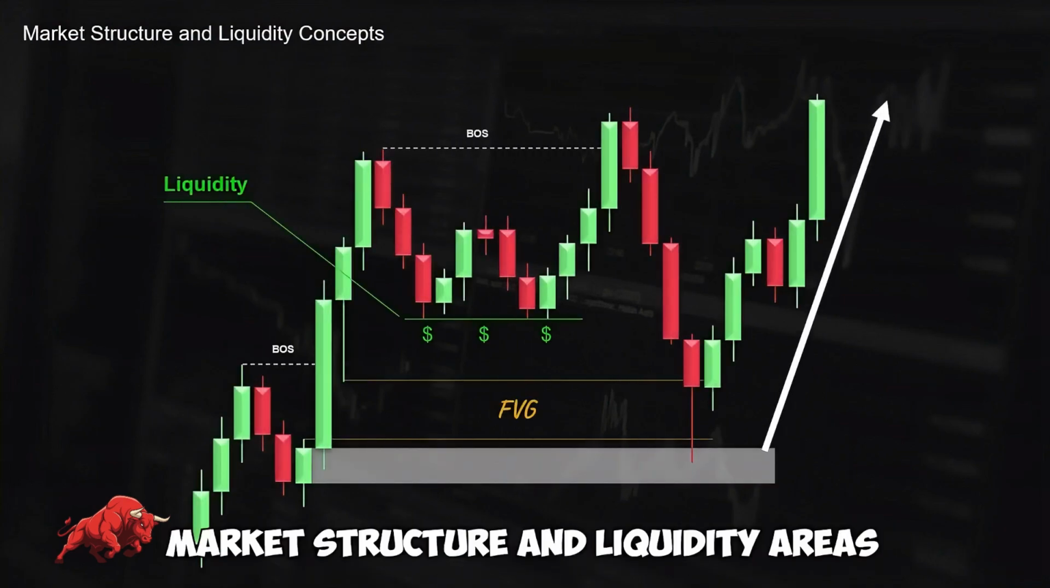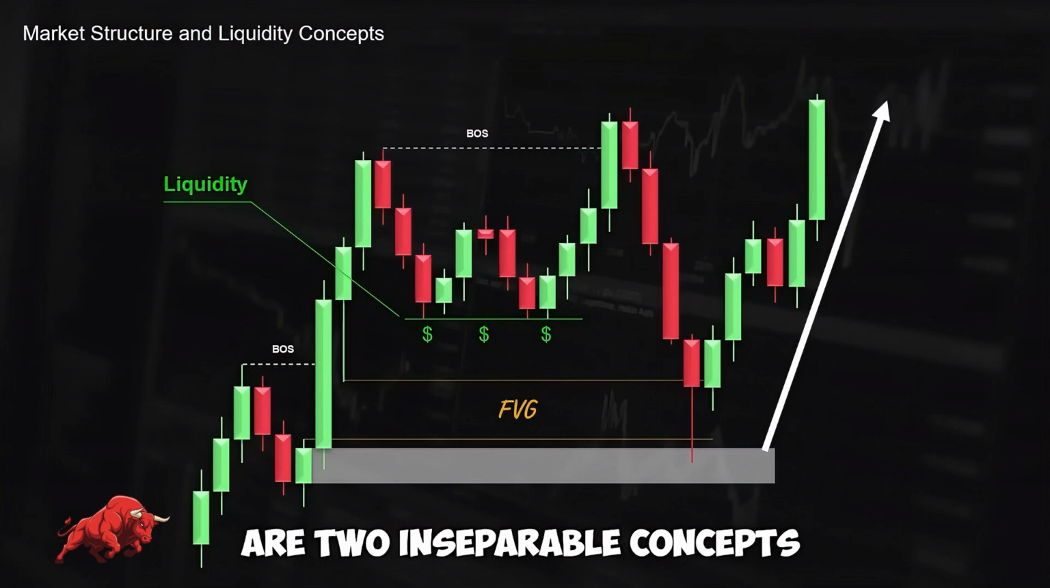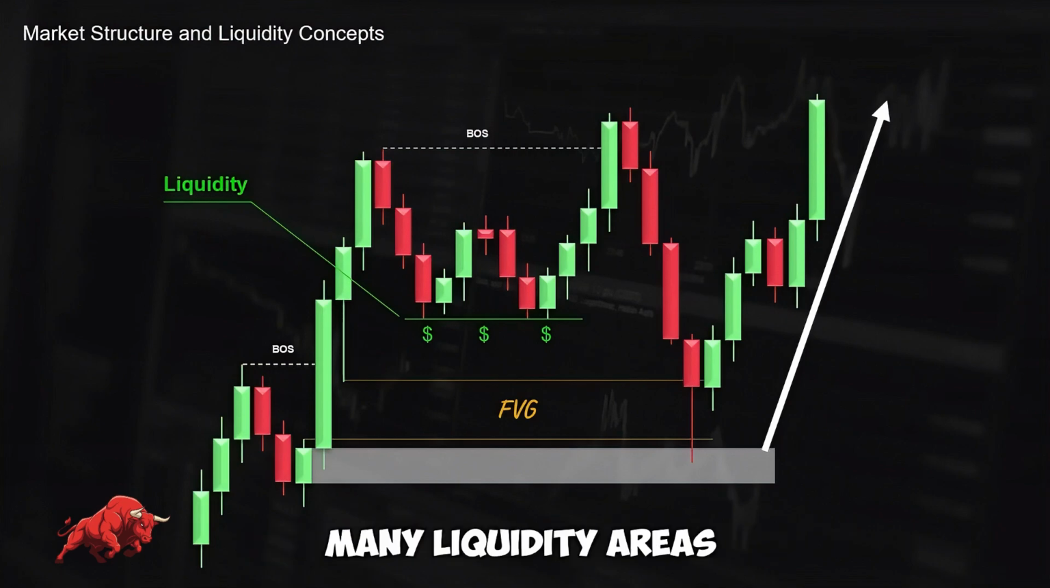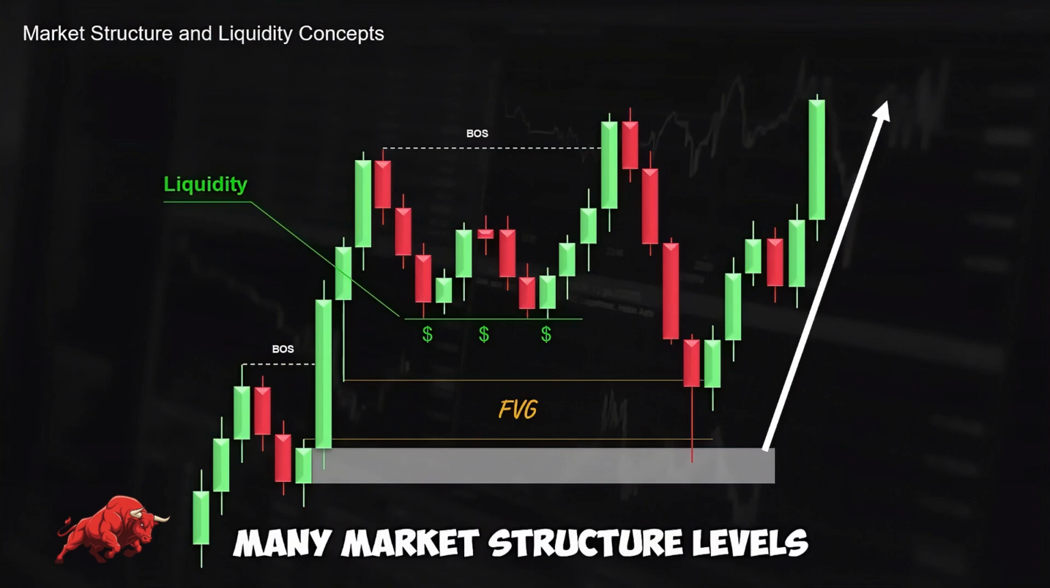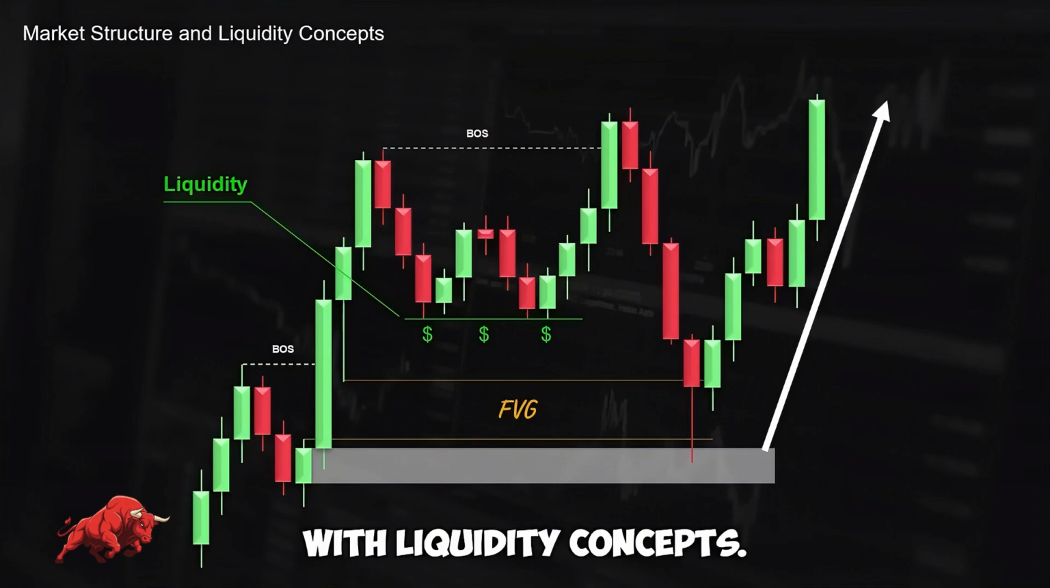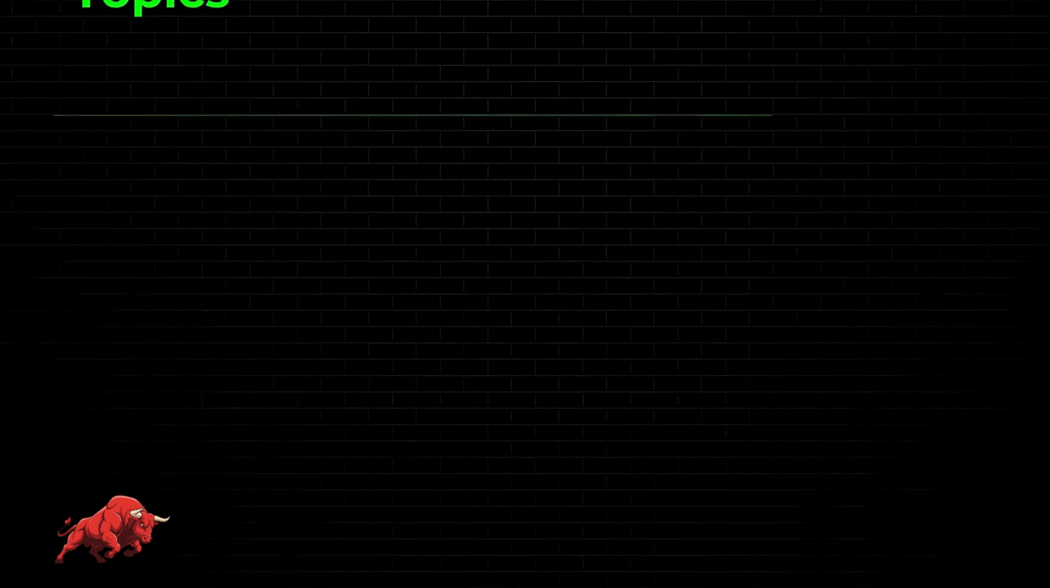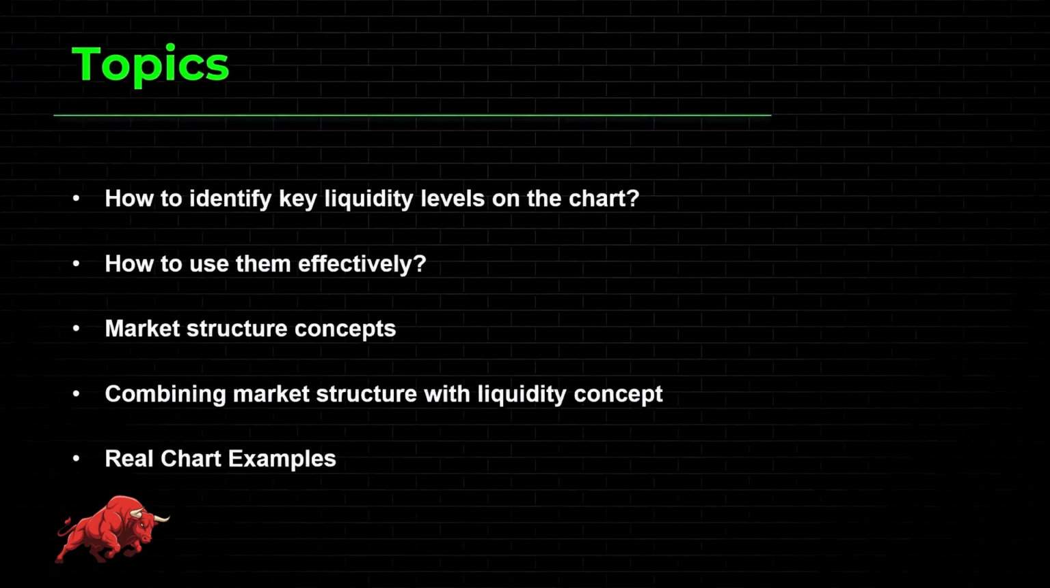Market structure and liquidity areas are two inseparable concepts in smart money. Many liquidity areas find meaning through market structure, and many market structure levels become meaningless with liquidity concepts. In this video, first, we're going to talk about identifying the key liquidity areas on the chart and how to effectively use them. And second, we're going to explain how we combine liquidity with market structure concepts.